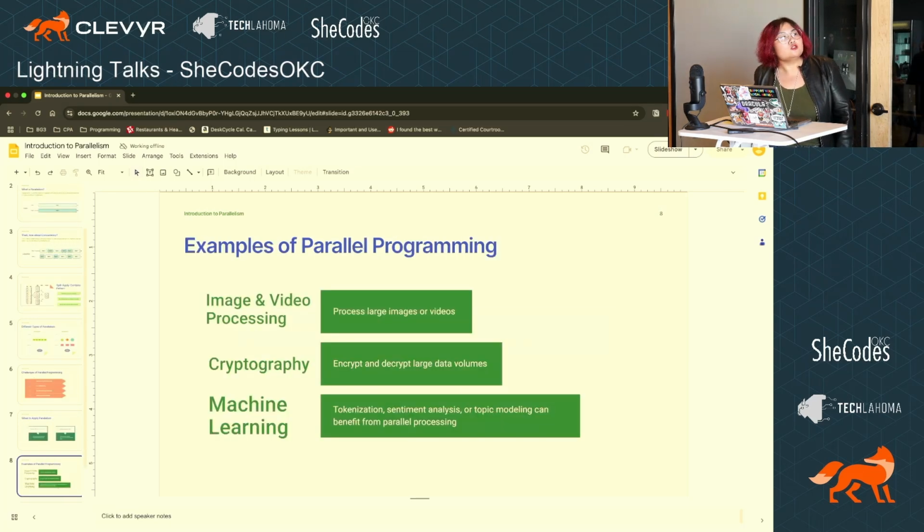So we have a couple of quick examples here of applications of parallel programming. A very common one is image and video processing. If you want to, let's say, apply a filter on a picture, generally speaking, that is a parallel process. In Adobe or any other application, in the background they will divide the picture into several different sections and then process them through several cores.